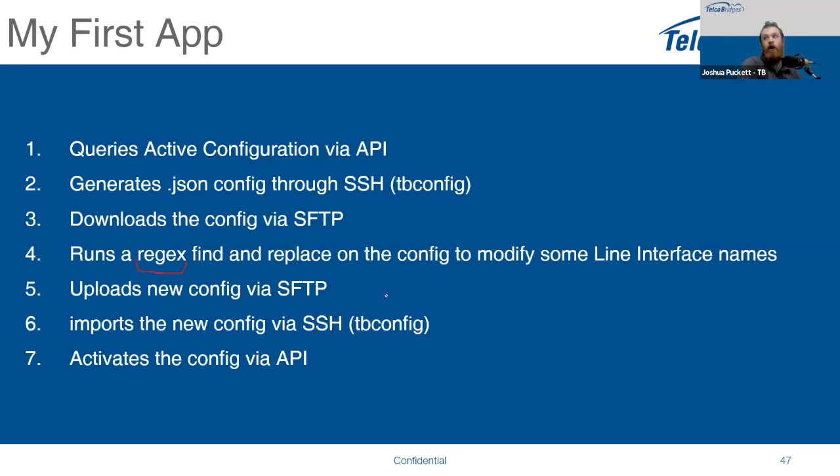We're going to change them all from tag 00 to tag 01. And if it's tag 15, it's going to go from tag 15 to 16. Then it'll reconnect through SFTP, upload it, go back into tbconfig and run the command to import it. And then through the API, actually, it's going to activate it again.